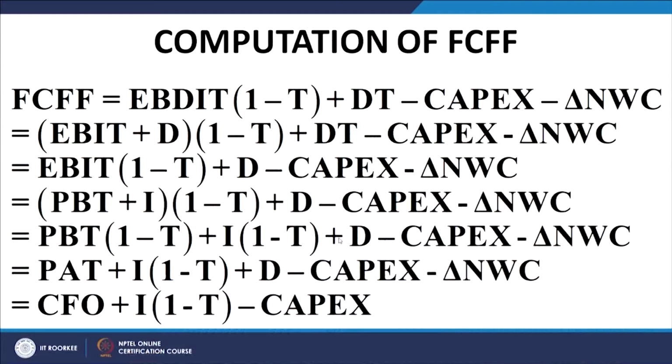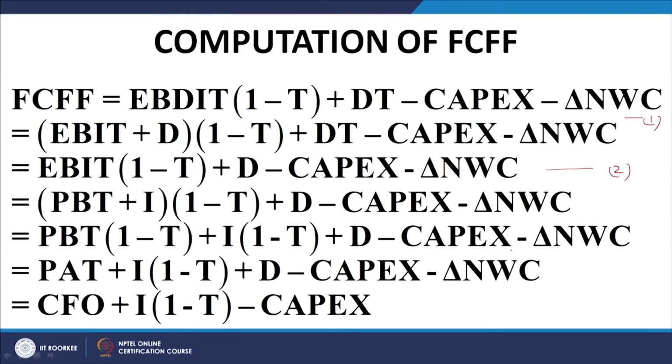This is interesting. Now, the formula for calculating free cash flow to the firm is given on this slide from various sources. If we start from EBDIT, then we take the post tax EBDIT, and EBDIT means earnings before depreciation, interest and taxes. We multiply it by 1 minus the tax rate to get the post tax EBDIT. We add the depreciation tax shield, we deduct capex, that is the incremental amount used in the financing of capital assets, and we also deduct delta NWC, that is the incremental increase in net working capital. Now, EBDIT is nothing but EBIT plus depreciation.